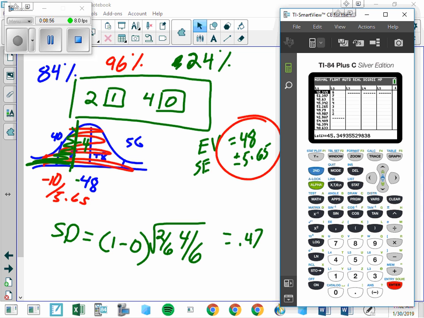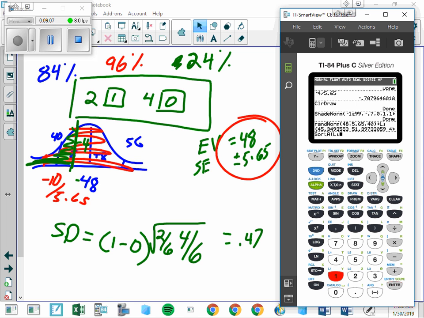And the easiest way to count these is to sort. So I'm going to go back into stat and go down to sort A, which is ascending. And I want to sort A, L1, and then that is going to put them all in a nice order so that I can count.